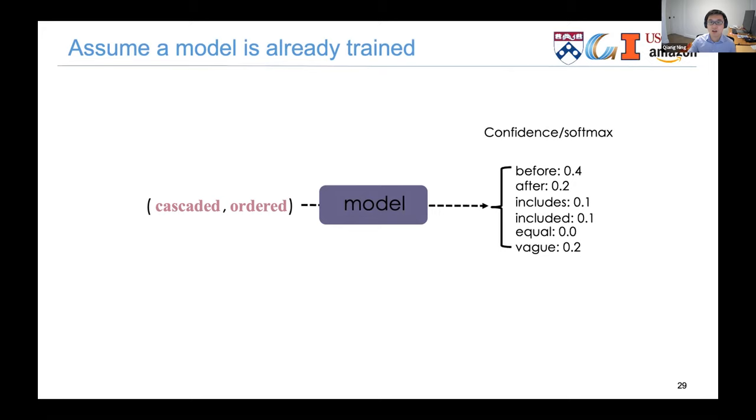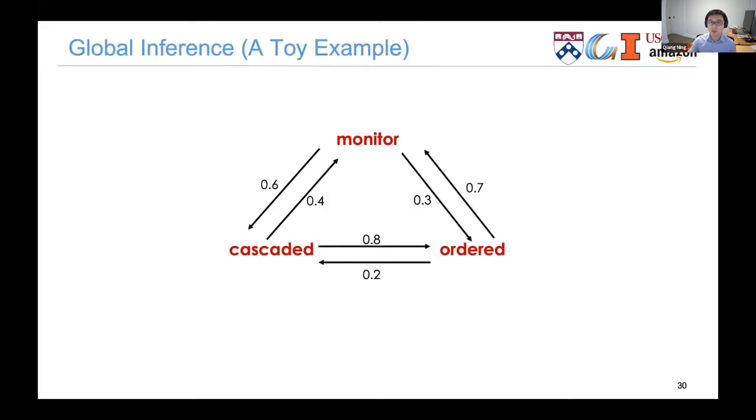Here is a toy example. The naive way is to select the best score for each edge. So to simplify, I'm using only before and after.